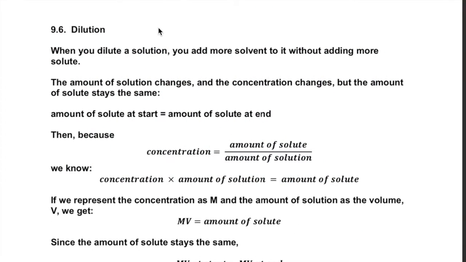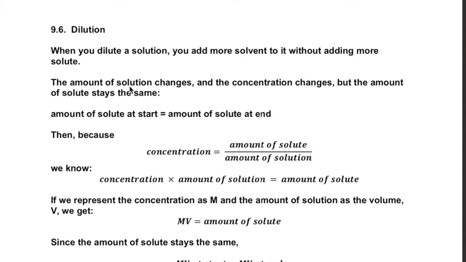The concentration of solutions can be changed through the process of dilution. When you dilute something, like if you have some juice and it's too sweet for you, you would add more solvent to it without adding more solute. So you would water it down.